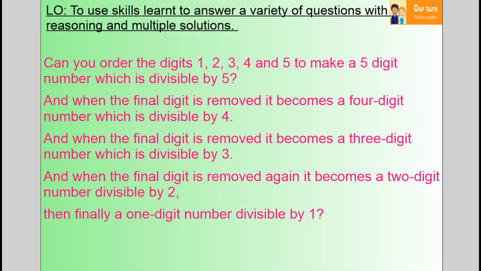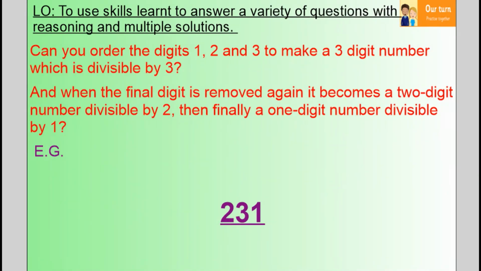So I'm going to show you using the example of the 1, 2, 3. Can you order the digits 1, 2 and 3 to make a 3-digit number which is divisible by 3? And when the final digit is removed again, it becomes a 2-digit number divisible by 2, and then when one digit is removed, it's divisible by 1. So I've ordered my numbers 1, 2 and 3 into the number 231 here.